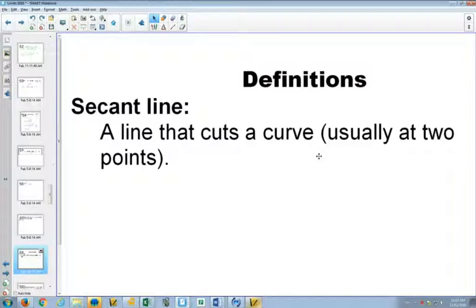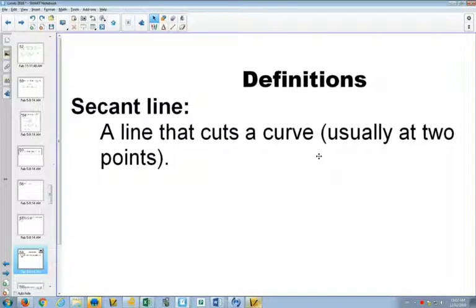All right, so here are some definitions that are going to be important for us leading into calculus and how the idea of a limit is related to the idea of a derivative and the main idea that we're doing in our first unit of calculus. So a secant line is a line that cuts through a curve.